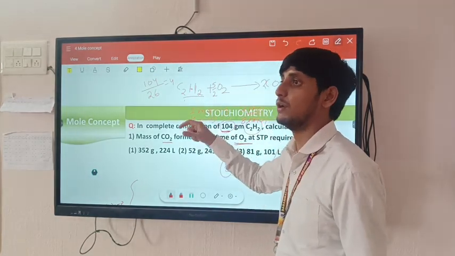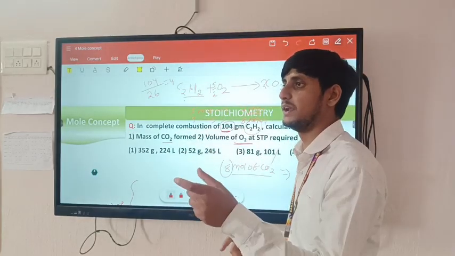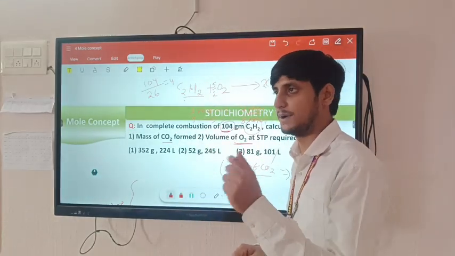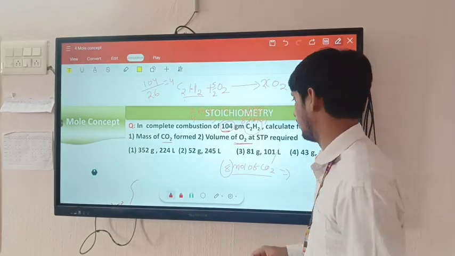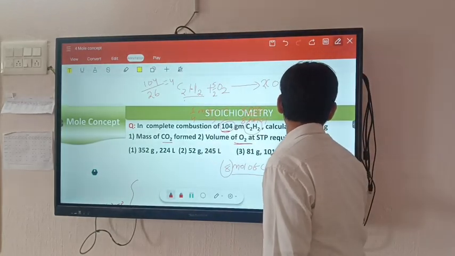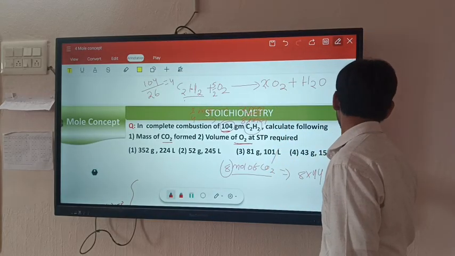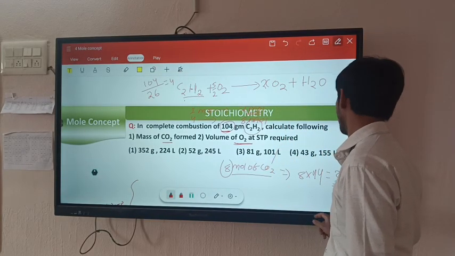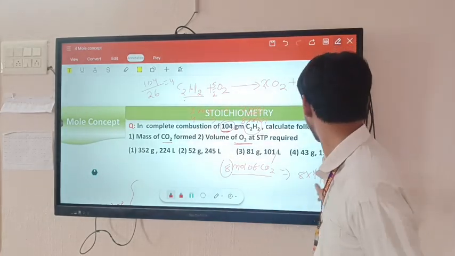Now you know mole equals weight upon molar mass, which means weight equals mole multiplied by molar mass. Molar mass of CO2 is 44. 8 multiplied by 44 means 352. Right?